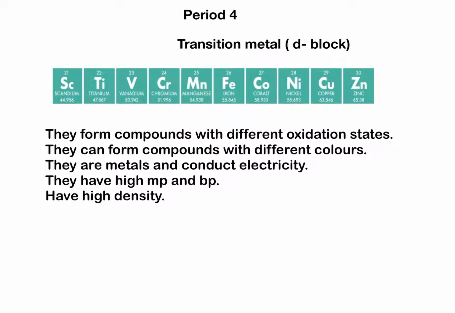They form compounds with different oxidation states. These are some of the properties of transition metals. Number one, they form compounds with different oxidation states. They can form compounds with different colors. They are metals and conduct electricity. They have high melting points and boiling points. They also have high density.